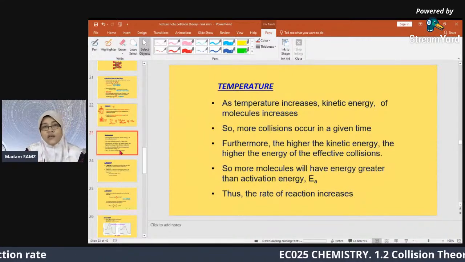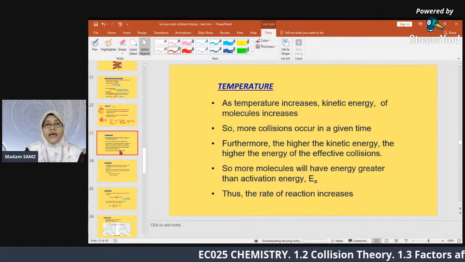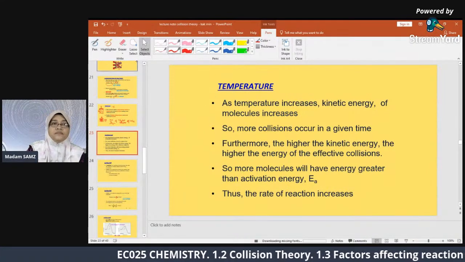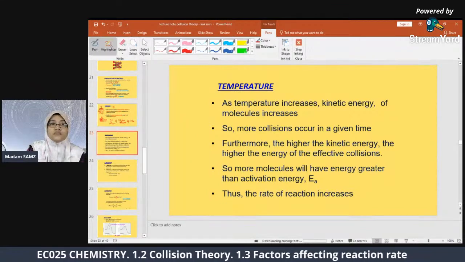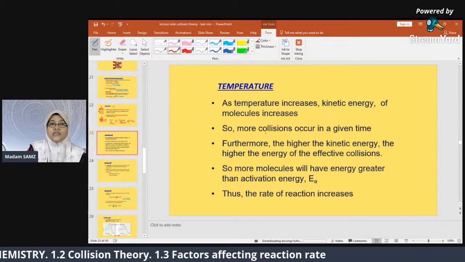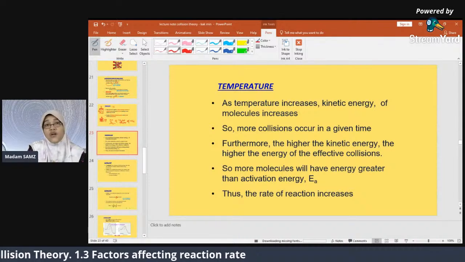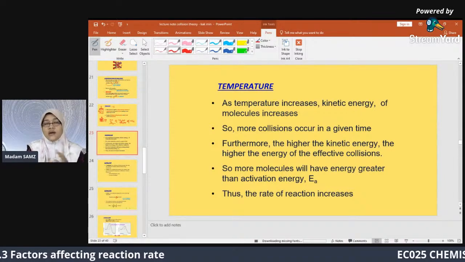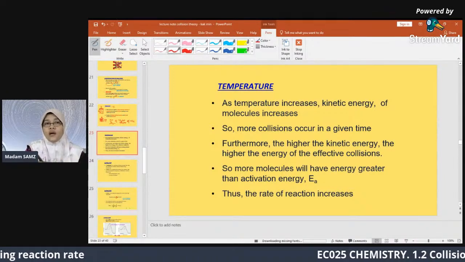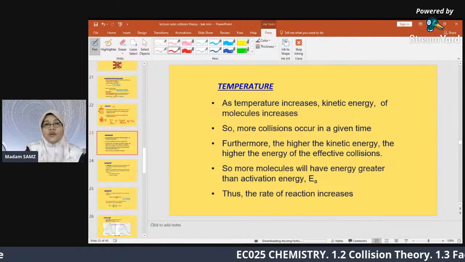And the next factor is temperature. As the temperature increases, I hope you're still listening and still focusing, because at the end of this lecture, you will answer a question based on the points I have given you.